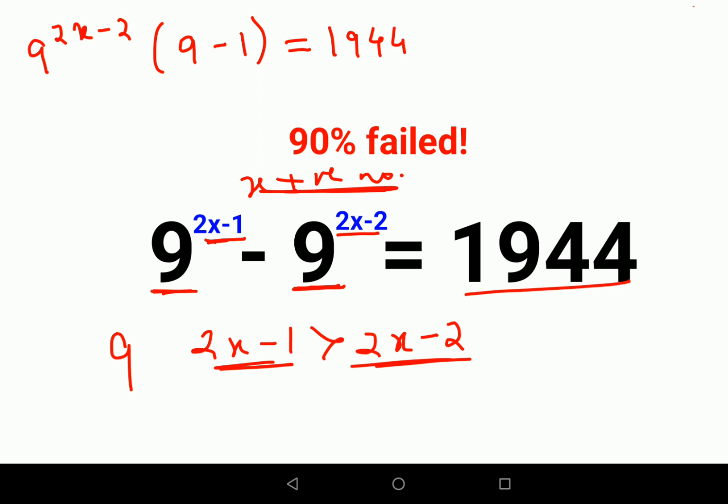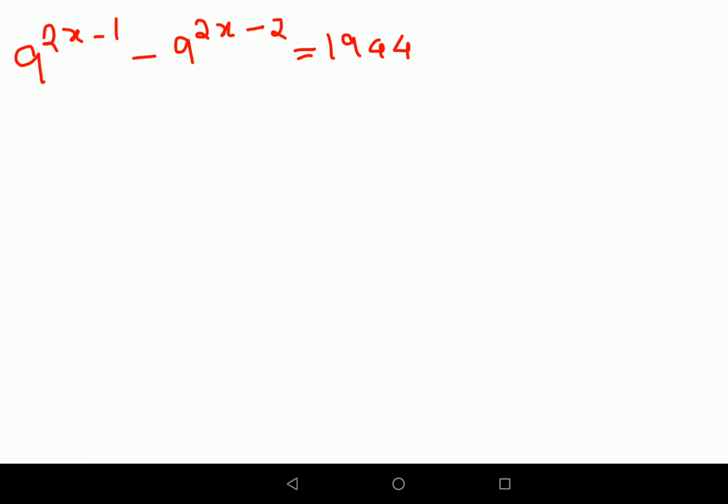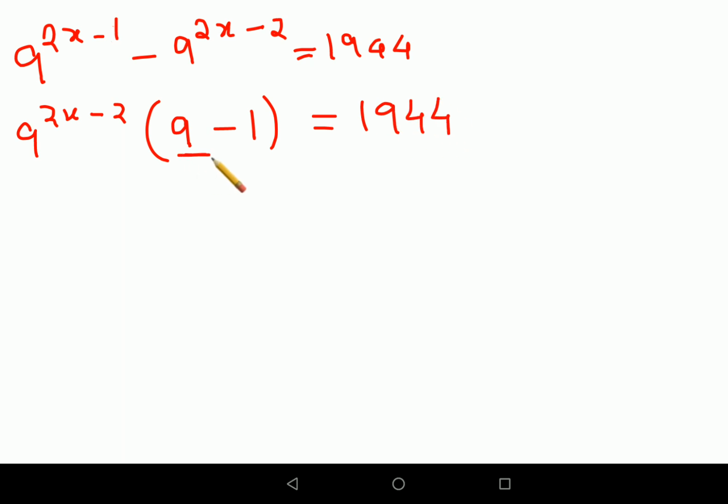So let's try and do it on the next page. What I did was I took the least index, 9 raised to 2x minus 2, common, and I'm left with just 9 minus 1 equals 1944. Now why just 9? Because the difference between the two is just a factor of 1. One value is greater, for 2 raised 2x minus 1. And if you have doubts, just add.